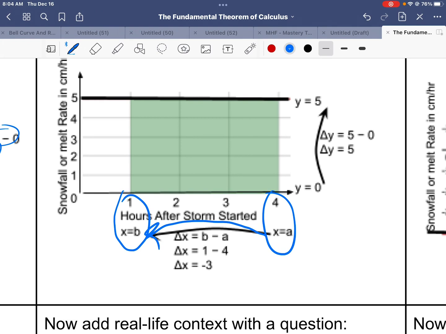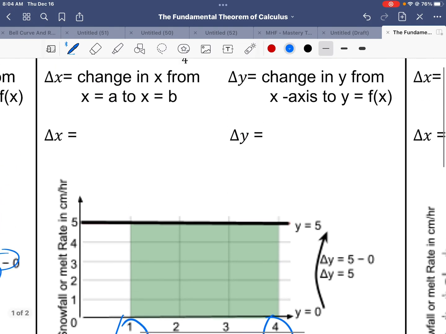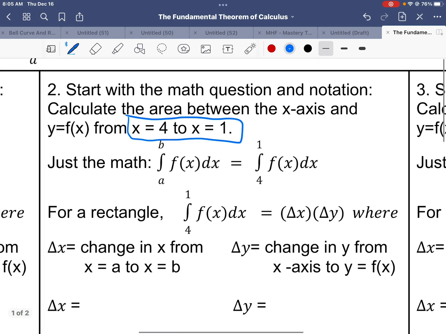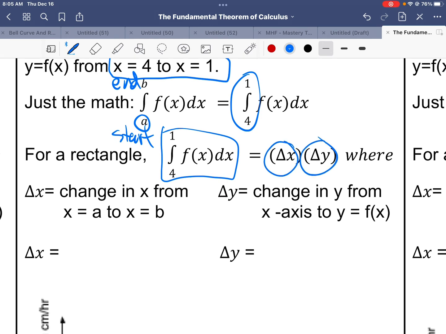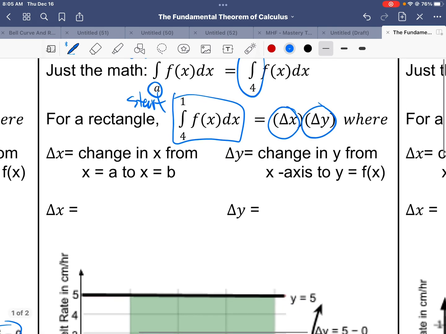That should tell us right away I'm moving to the left. Well, what is delta x if I move to the left? Delta x has to be negative, okay, because I'm moving to the left. We can see here it means that we always start at x equals a, we always end at x equals b. So I'm going right to left. Okay, so here's my new equation. It's still delta x, delta y, except let's look at our delta x. I'm going from x equals 4 to x equals 1.